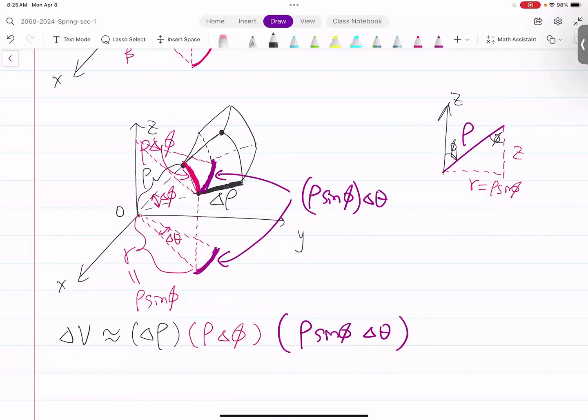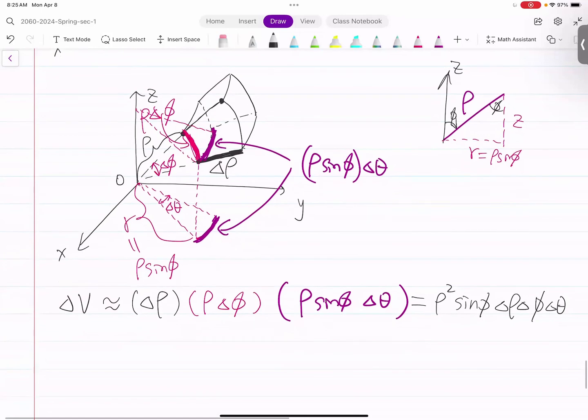And we can put the things together. So this is what this is. We have rho squared sine phi, and then delta rho, delta phi, delta theta. So this gives us the way that we translate from delta rho, delta phi, delta theta into d rho d phi d theta.